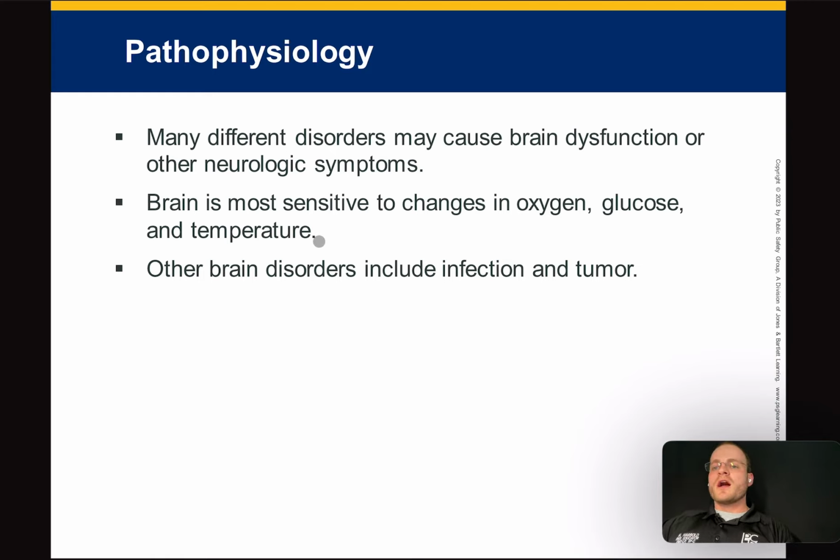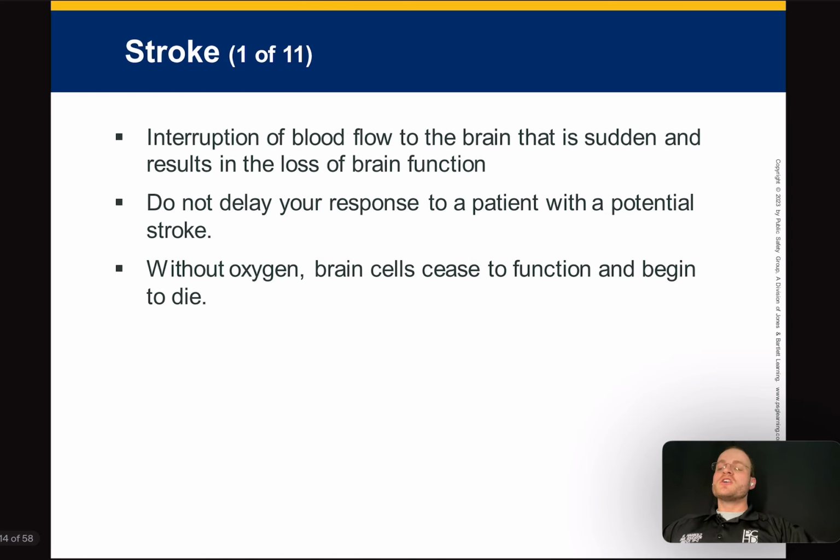So just be aware. Other brain disorders could include infection like meningitis, encephalitis, and just straight up brain tumors, like a mass occupying space, right? Neoplasms. Those can certainly cause altered mental status or brain pathology. So now we're getting to the good stuff.